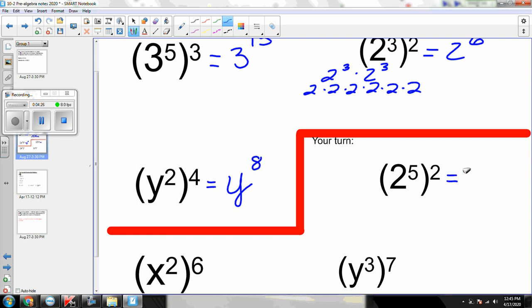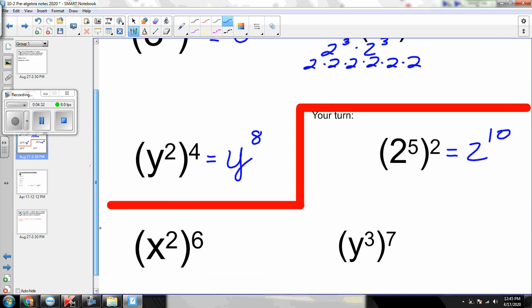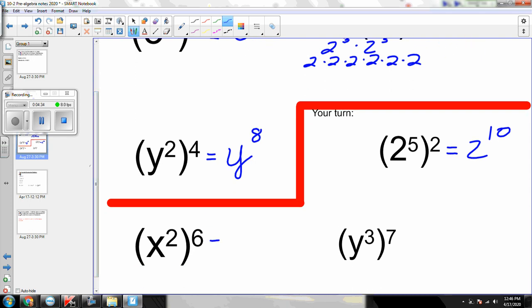Alright, I would multiply 5 times 2. The answer would be 2 to the 10th. Try x to the 2nd to the 6th. Okay, x to the 2nd to the 6th, I would take the 2 times 6. If you had x to the 12th, you are correct. Try y to the 3rd to the 7th.